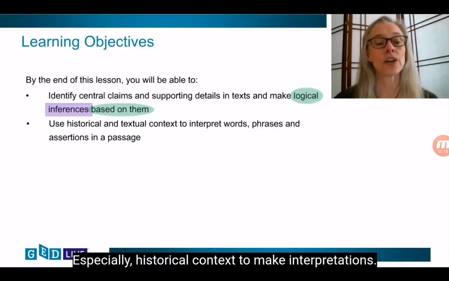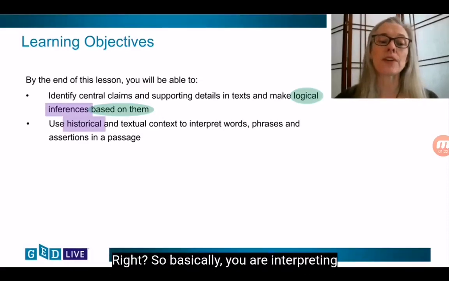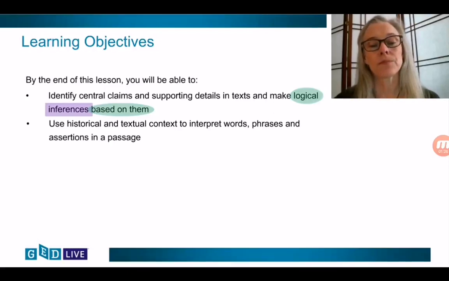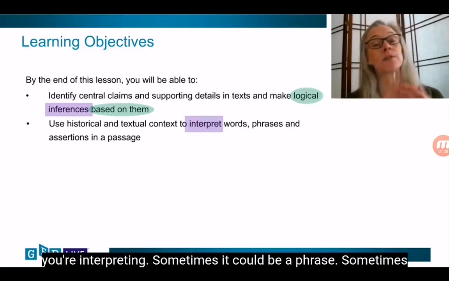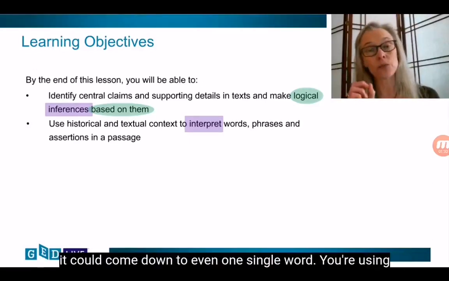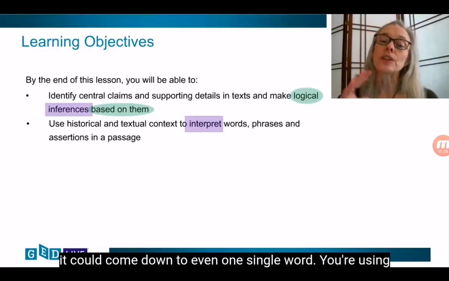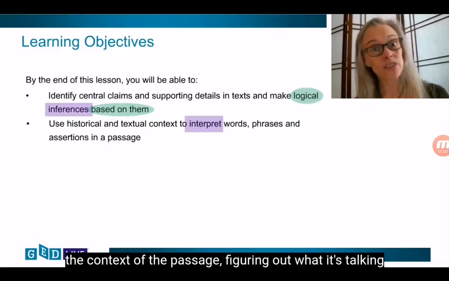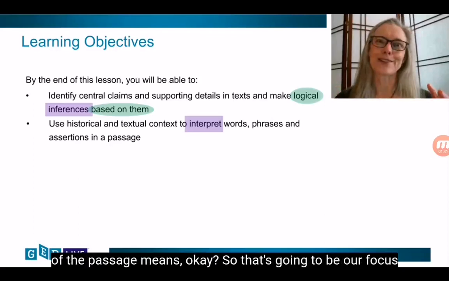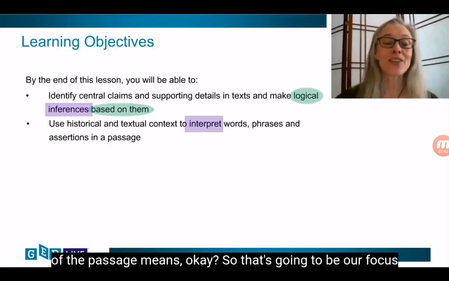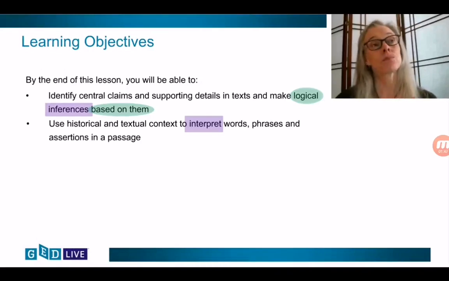Especially historical context, to make interpretations, right? So basically, you are interpreting the passages. Sometimes, it's an entire passage that you're interpreting. Sometimes it could be a phrase. Sometimes it could come down to even one single word. You're using the context of the passage, figuring out what it's talking about, so that you can figure out what that particular piece of the passage means. Okay, so that's going to be our focus for today.